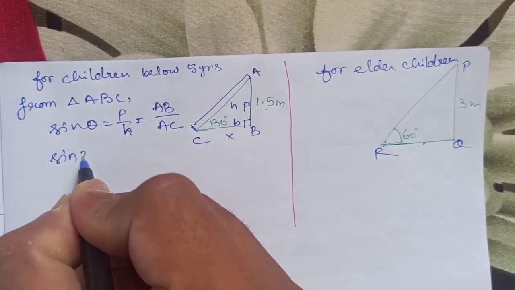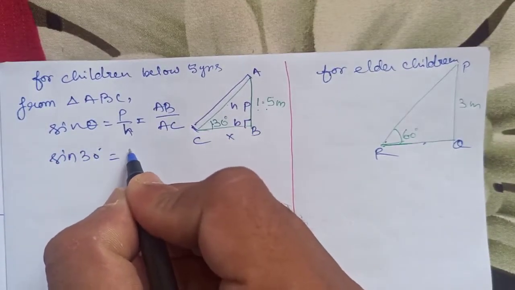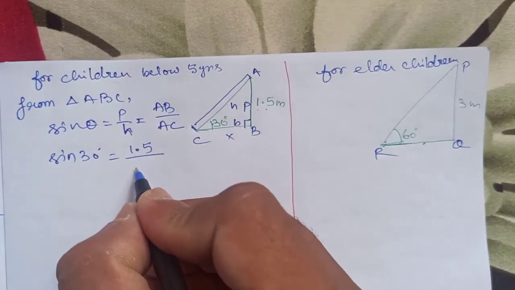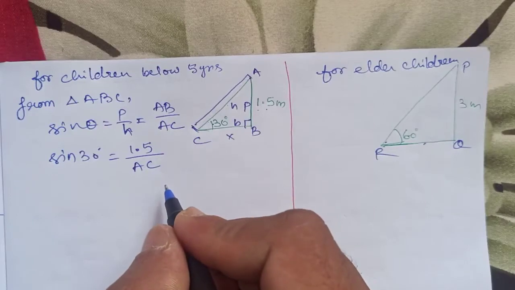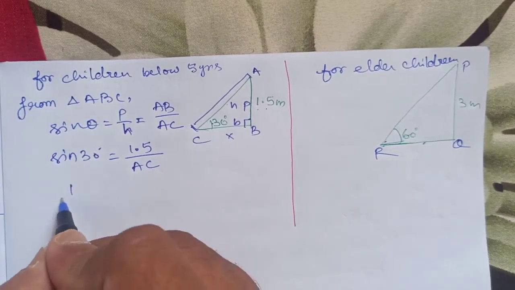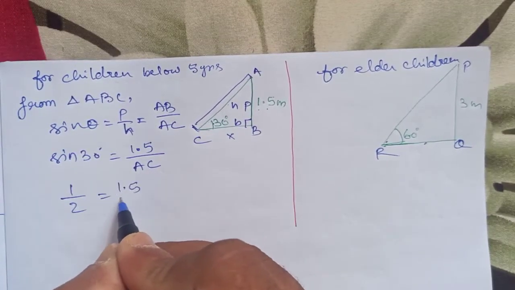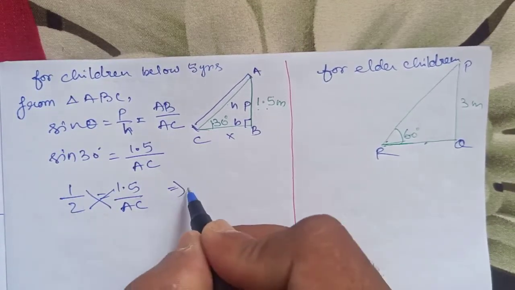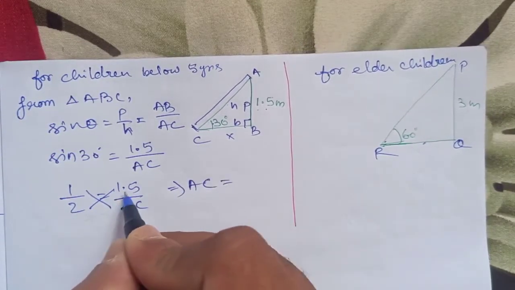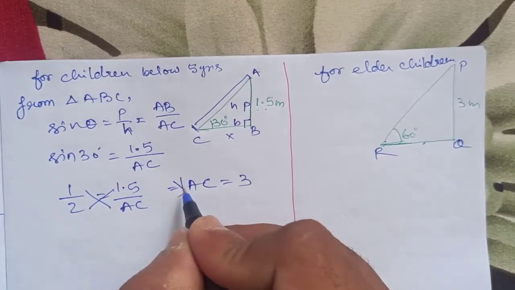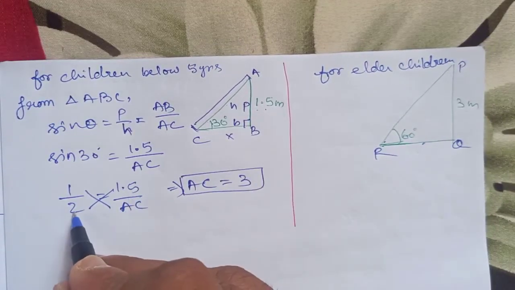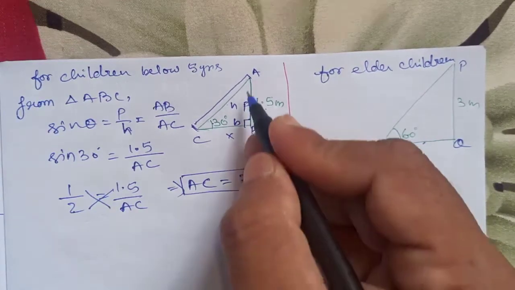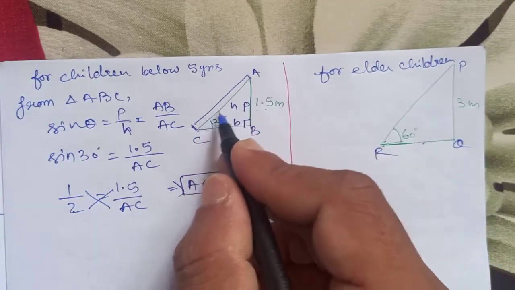Sin 30 degree equals AB is 1.5. AC we are finding out. Okay, so sin 30 is 1 by 2 equals 1.5 by AC. Cross multiply, we will get AC into 1 is AC, 1.5 2s are 3. 15 2s are 30, 3.0 we will get. That means 3 meters of length of the first slide we got.